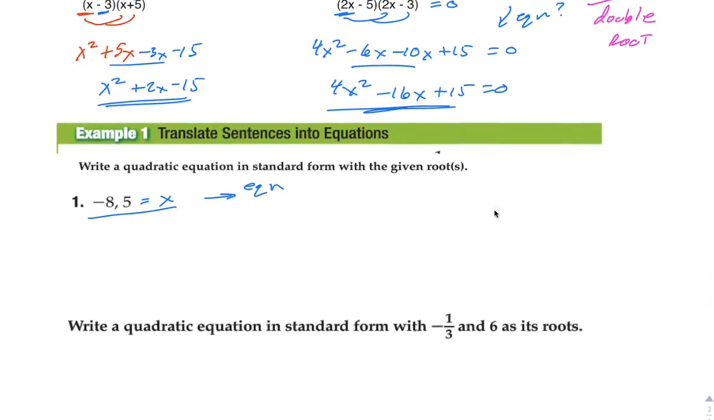The general form, if you want to write a solution, let's say my solutions are a and b, as a factored form, all you do is x minus a, x minus b. You get your answers and you put them in x minus form. So let's do that here. I'm going to have x minus negative 8 and x minus 5. I want the equation in standard form, so I'm going to set equal to 0. And all I got to do is simplify a little bit.